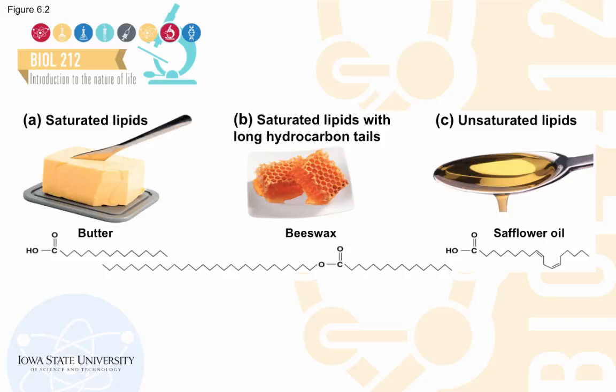Panel A in this figure shows butter, which is a saturated lipid. Beeswax is a saturated lipid that contains long hydrocarbon tails. And safflower oil is an example of an unsaturated lipid.